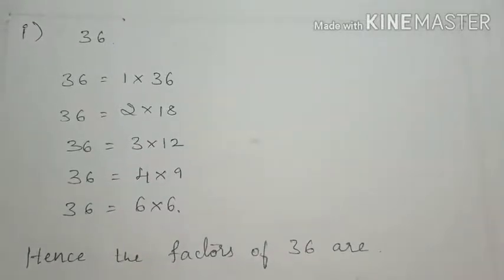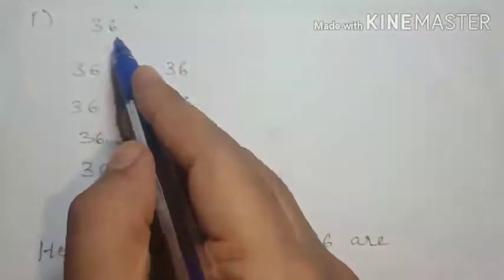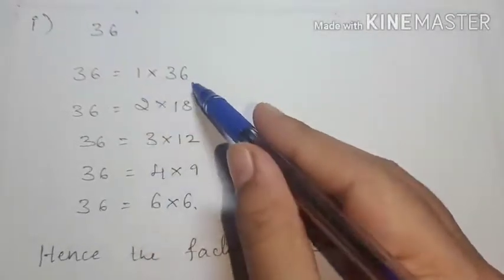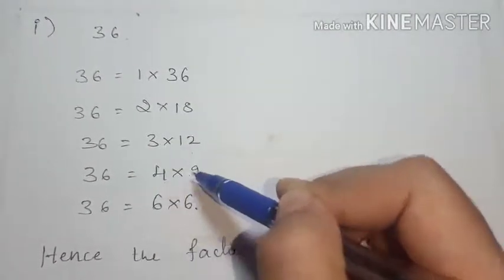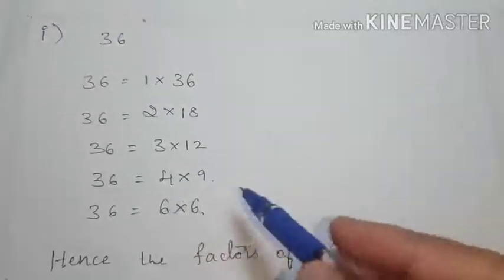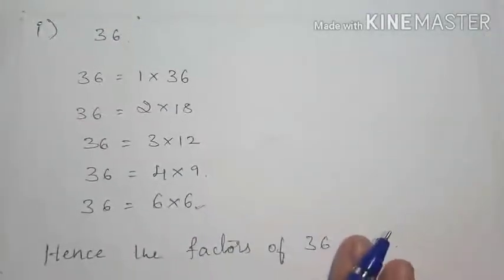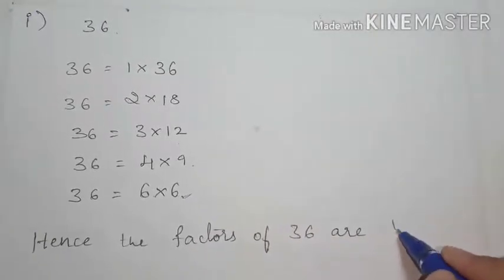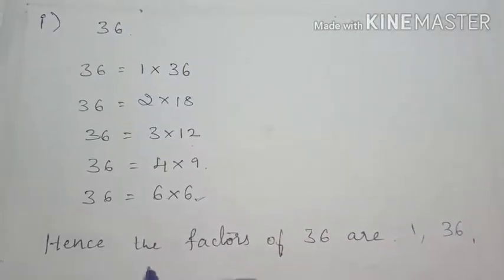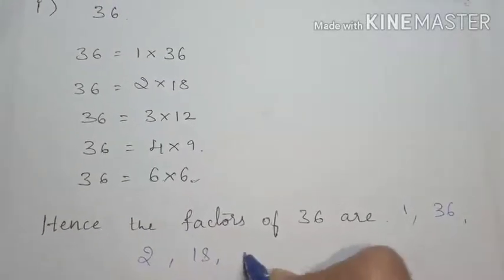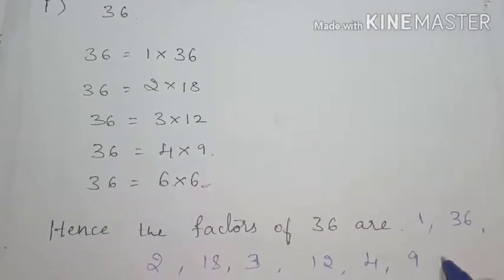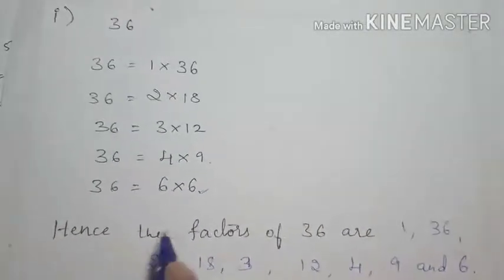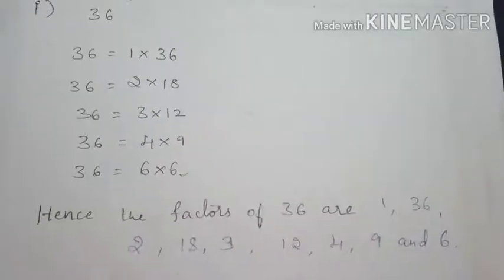Look at the last question of this main question I. 36. For this number, the factors are 1 and 36, 2 and 18, 3 and 12, 4 and 9, and 6. Since 6 is repeated two times, stop here itself. The answer is 1, 36, 2, 18, 3, 12, 4, 9 and 6. These are the factors of 36.